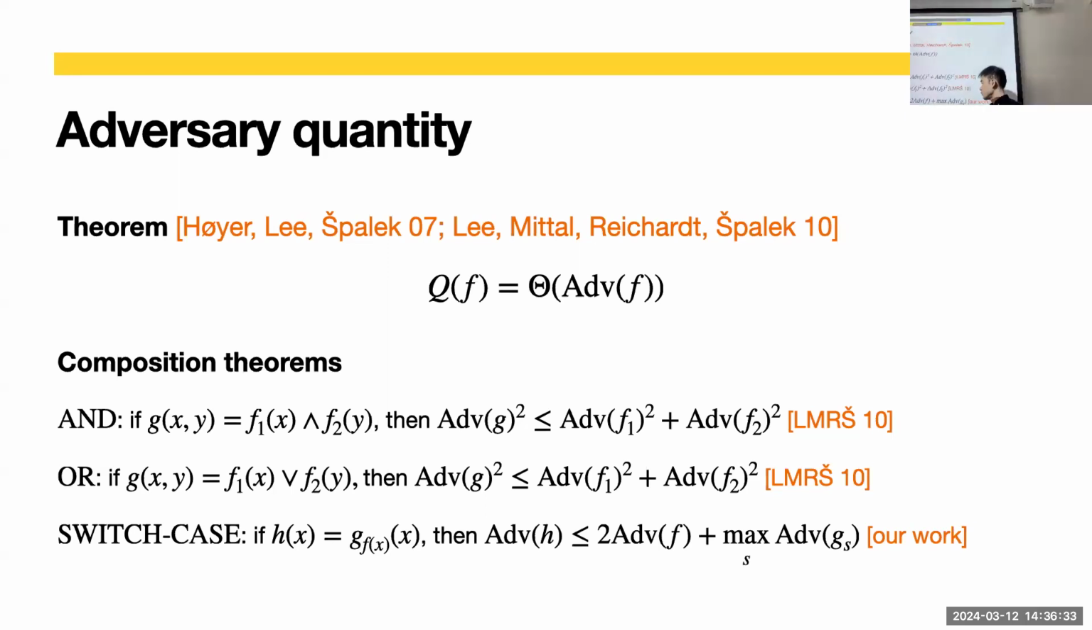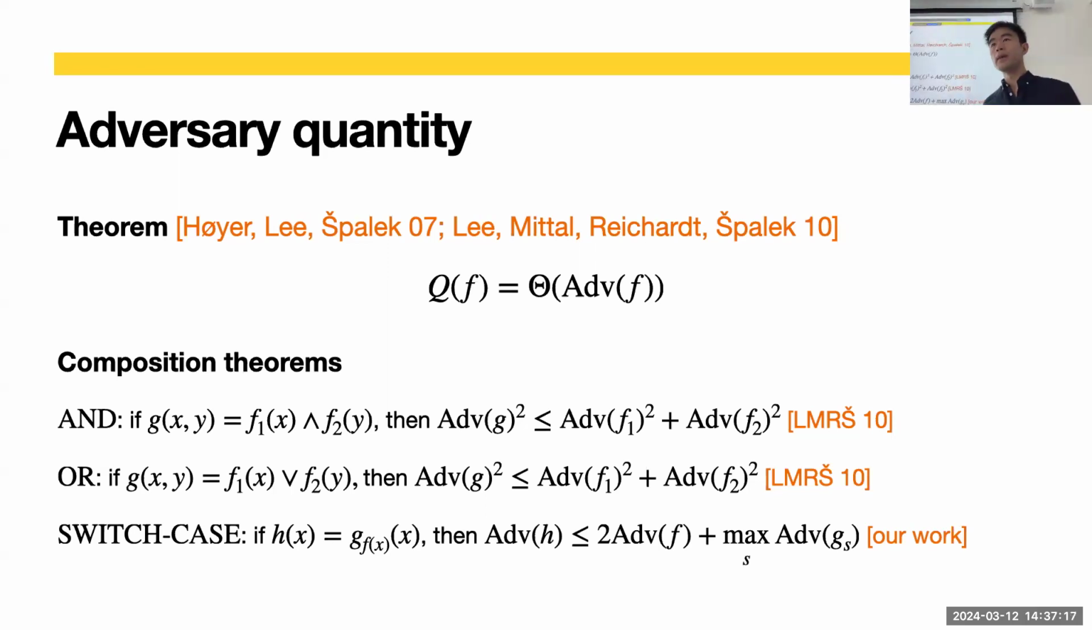Interestingly, there's also a composition for what I would call the switch case function. So what is this function? Here h of x is equal to g of f of x, applied to x. The interpretation of this is, to compute h of x, you first want to compute f of x, which switches to a g with a certain subscript that you then want to evaluate. In this type of composition, the adversary quantity of h is less than or equal to 2 times the adversary quantity of f plus the max over all of the possible g's of the adversary quantity of g of s. And this is something that we established in our work.